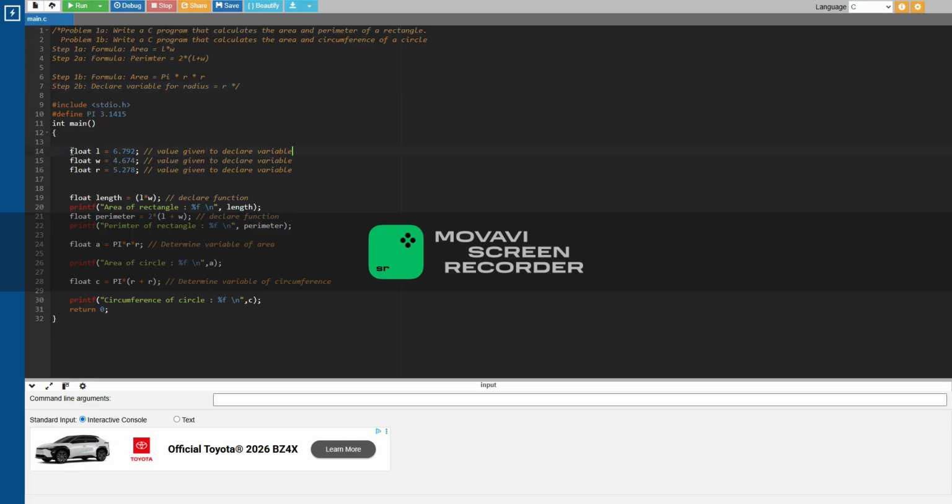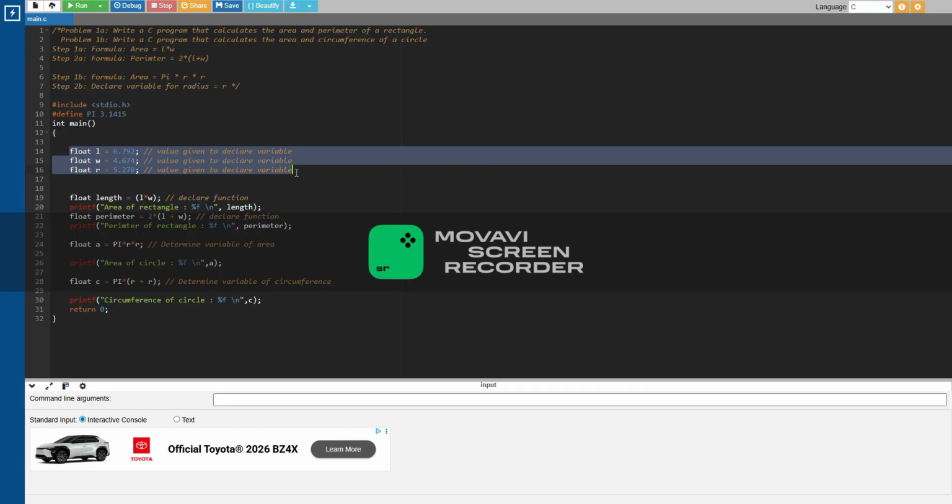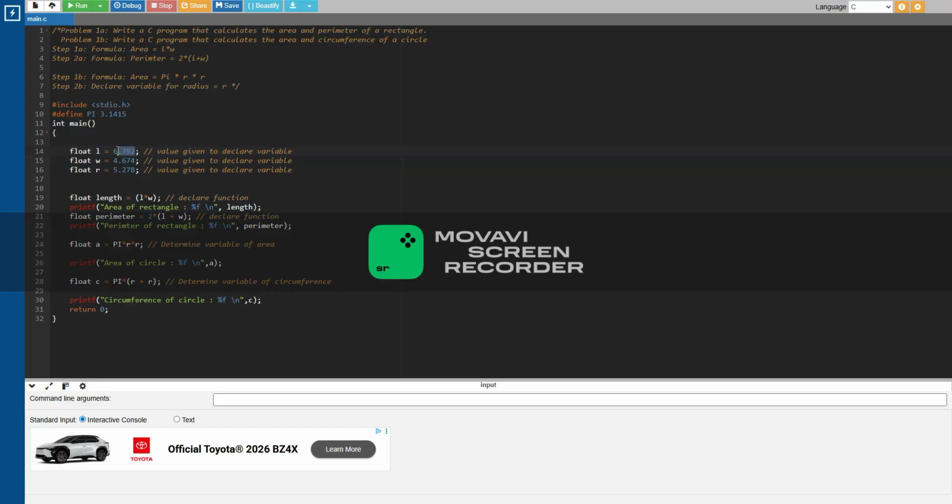So we have three variables that were given to us that we need to declare: float L, float W, float R. Float length is 6.792, 4.674 for the width, and for the radius, 5.278. We'll need to use those in the calculation.